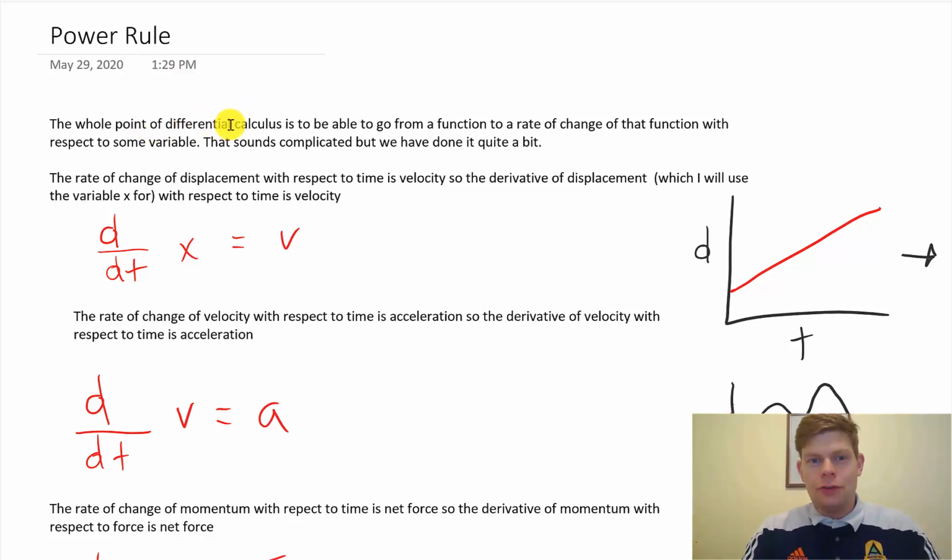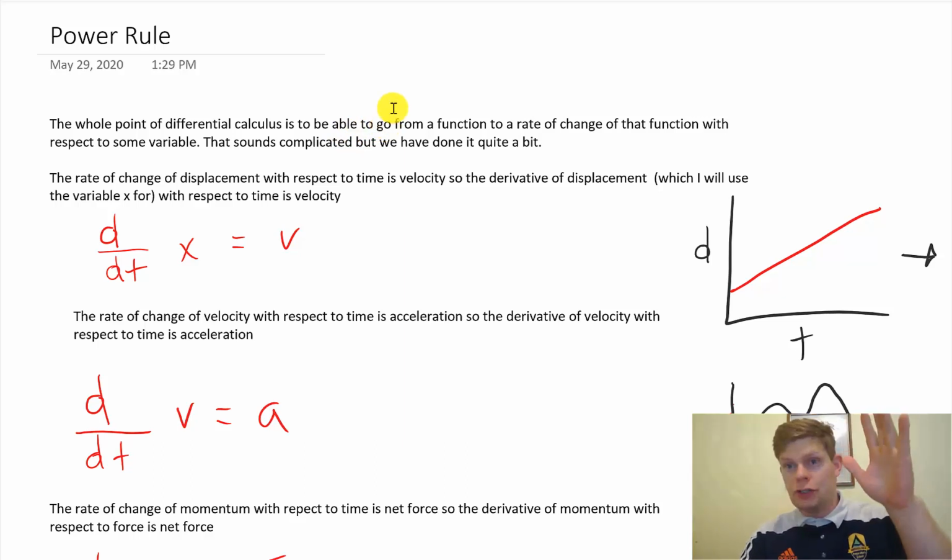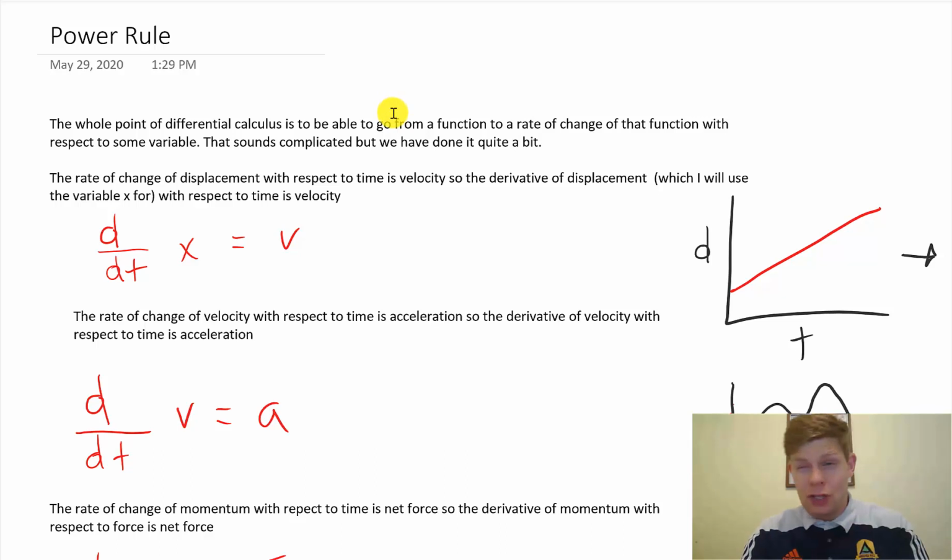A derivative is how you go... The whole point of differential calculus, which is like half of calculus, is how to go from an original function to a function that's that original function's rate of change. So how quickly it's changing with respect to one variable. And that sounds very terrible, which I wrote here. But you do it all the time.